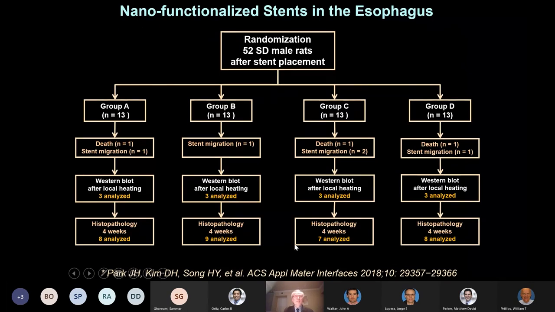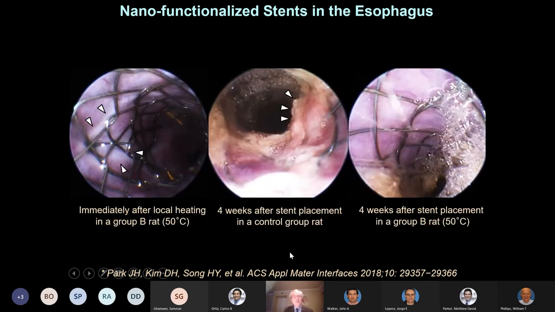This slide shows the flow diagram regarding the result. A total of 8 rats were excluded from data analysis because of death in 3 rats and stent migration in 5 rats. Again, we performed local heating 10 days after stent placement, and then 3 rats per group were sacrificed 3 days after local heating. The remaining rats were sacrificed 4 weeks after stent placement.